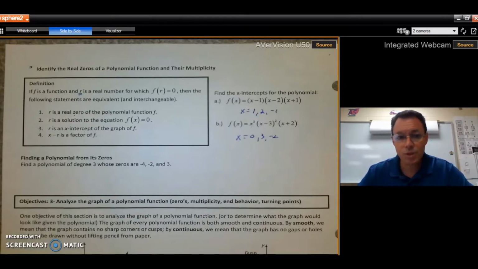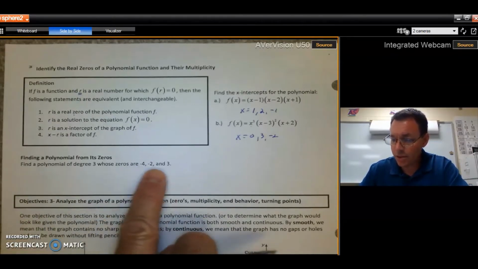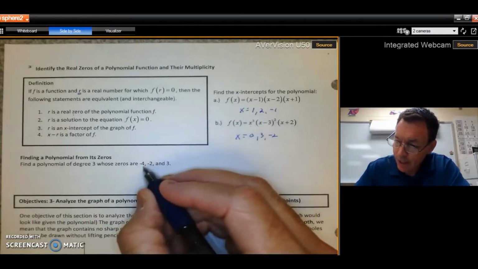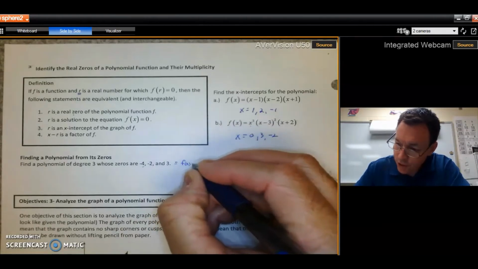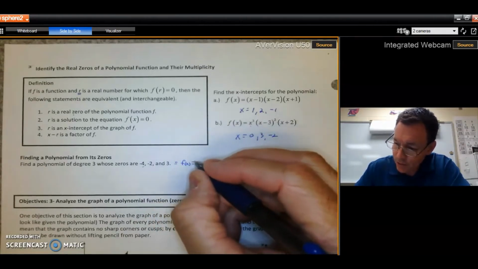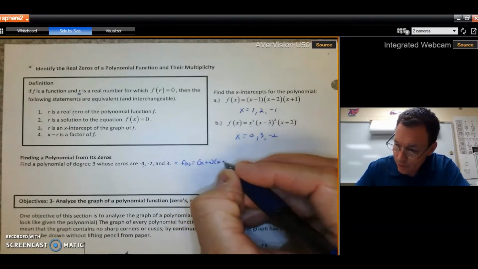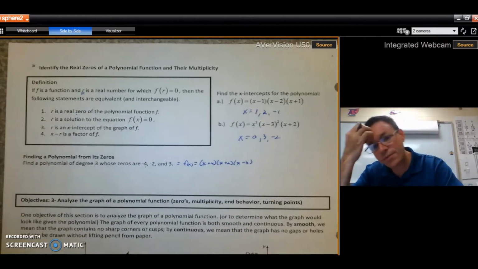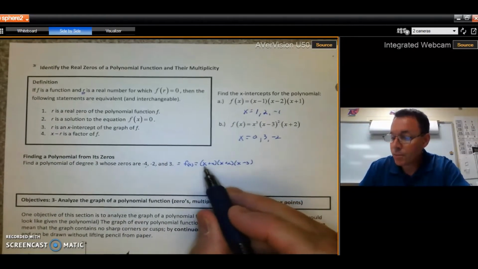Okay? The next one goes backwards. It says, given a polynomial with these zeros, what does the polynomial look like? Well, if I know these are my zeros, then I know this function has the factors x plus 4, x plus 2, and x minus 3. Those are the factors of that polynomial. So you could multiply all this out.